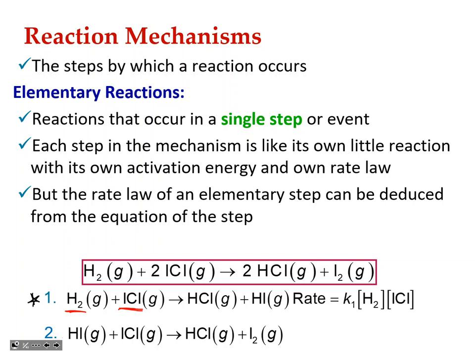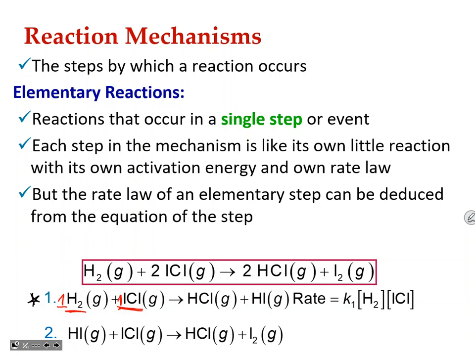It would look like this. Rate equals the rate constant k1, assuming that's for step 1, times the concentration of the hydrogen times the concentration of the iodine monochloride. Now, they are both first order reactants there because there is 1 mole of each here in the step. So they get first order because there's 1 mole of each one.